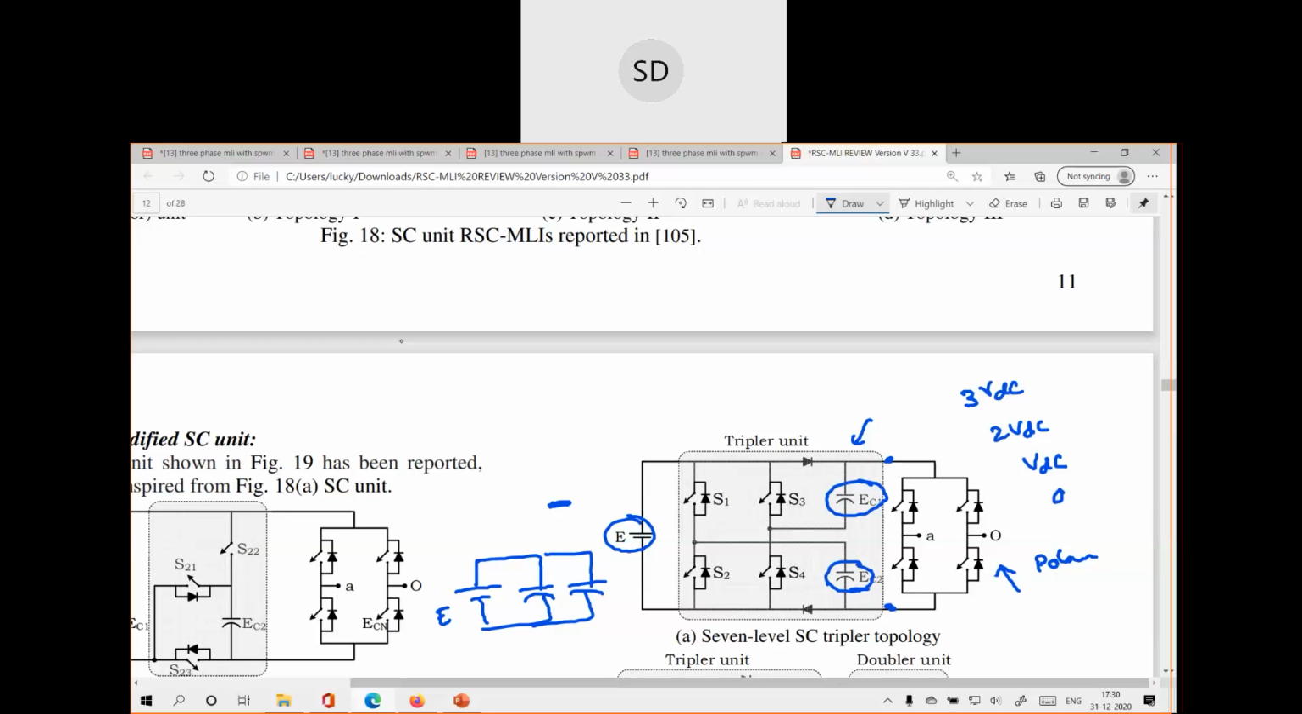S3 and S2. If you turn on S3 and S2, I think it will be like this. Is it correct? It will be like this, right? Yes, sir.